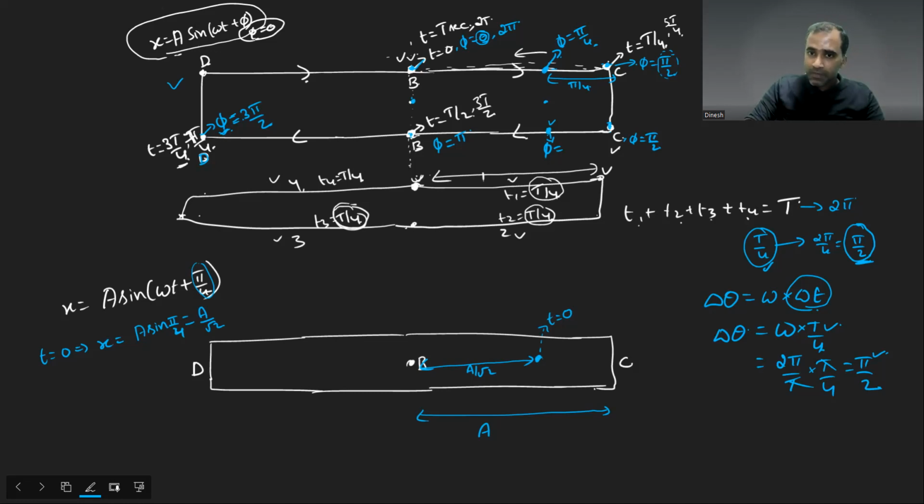What is the phase here? This distance is pi by 4. So pi by 2. After pi by 2, another pi by 4 phase, you come across this point, which will be 3 pi by 4.